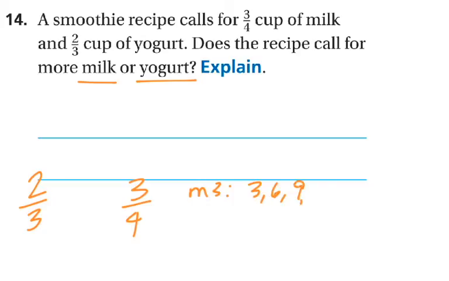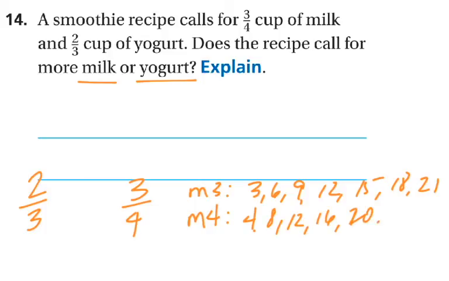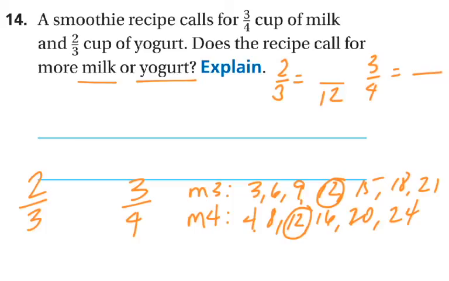Well, let's list my multiples of 3: 3, 6, 9, 12, 15, 18, 21. Let's list my multiples of 4: 4, 8, 12, 16, 20, 24. So the least common multiple would be 12. So now I have to get 2/3 to have a denominator of 12, and I need my 3/4 to have a denominator of 12.